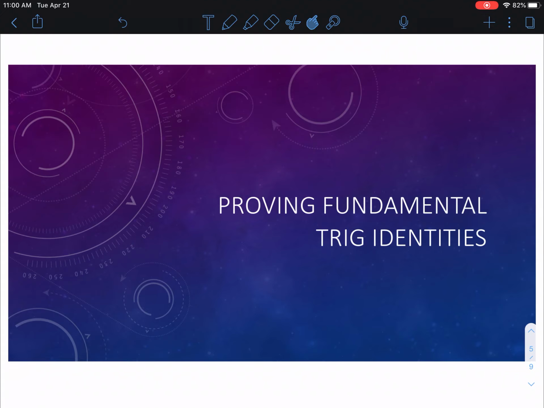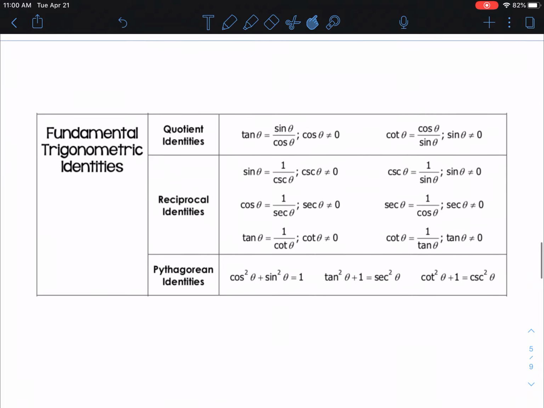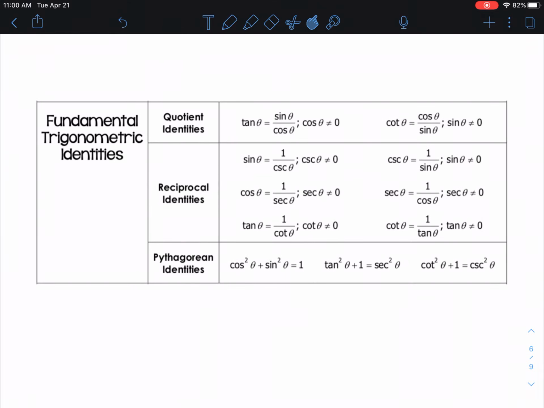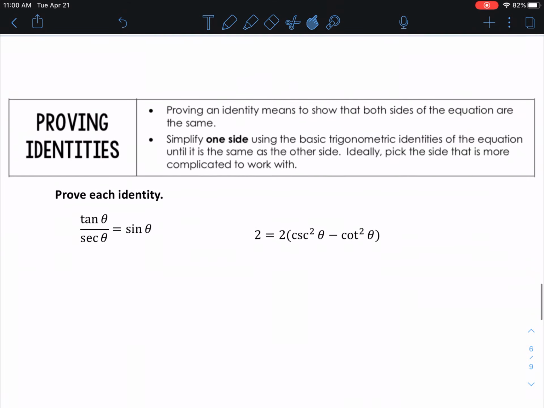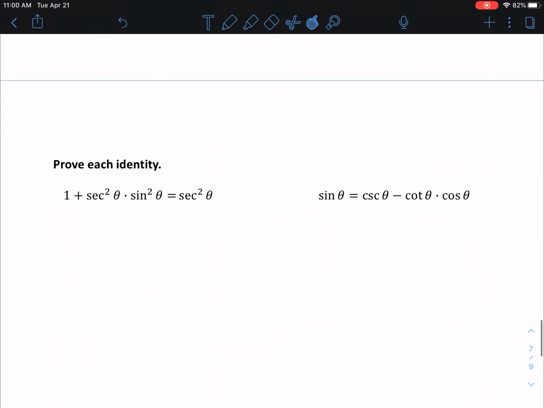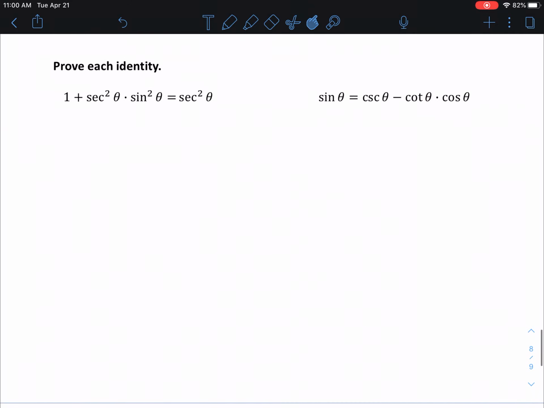Hello. Okay, so this is part 2 of proving fundamental trig identities. So again, we're going to reference this chart a number of times. We went through a couple of problems already, but a reminder to pick the more complicated side and try to make it look like the other side. Okay. All right, so let's try to take a look at this first one.